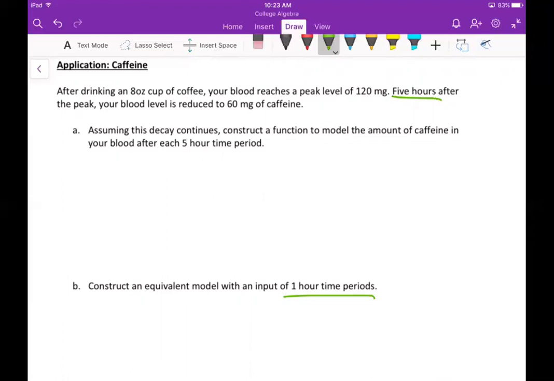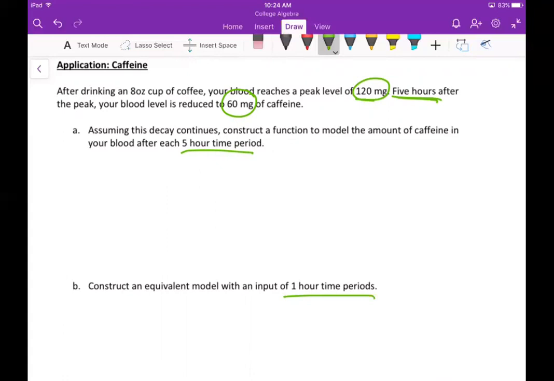Let's see if you got the right thing. In this example, we're drinking 8 ounces of coffee, and once we drink that coffee, our blood reaches a peak level of 120 milligrams of caffeine. 5 hours after the peak, our blood level is reduced to 60 milligrams of caffeine. We went from 120 to 60 in 5 hours, so we see it decayed by a half in 5 hours. That's why we're going to work with 5-hour time periods, because 5 hours in this case is our half-life.